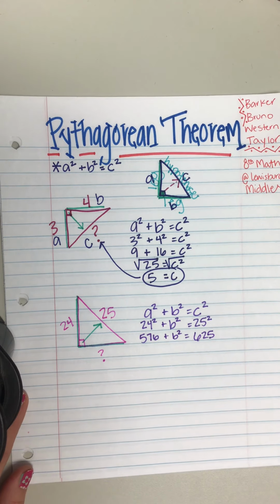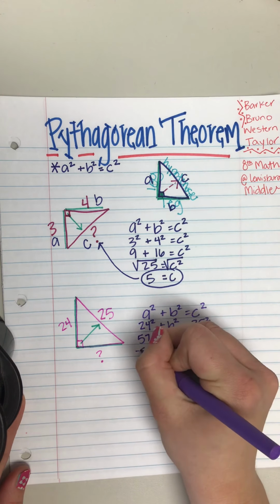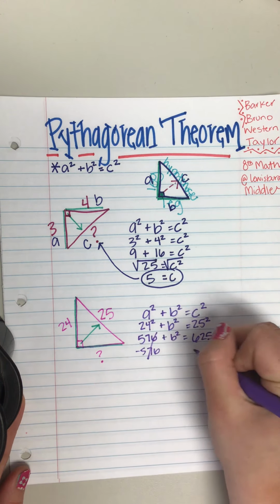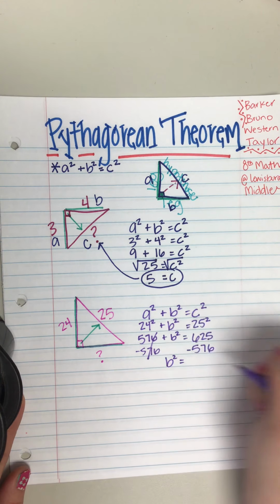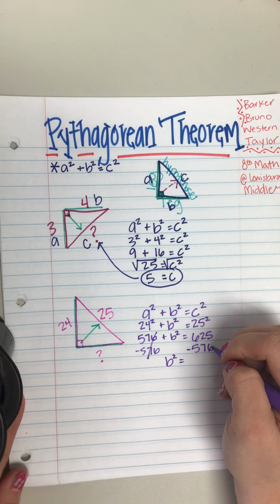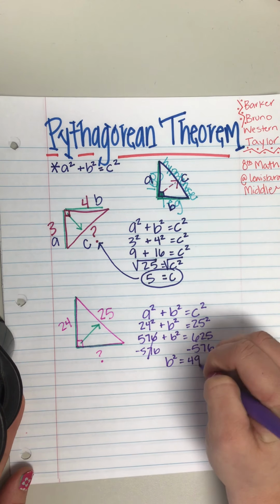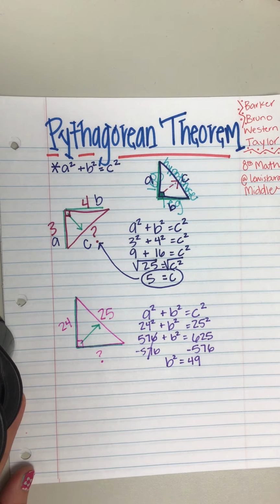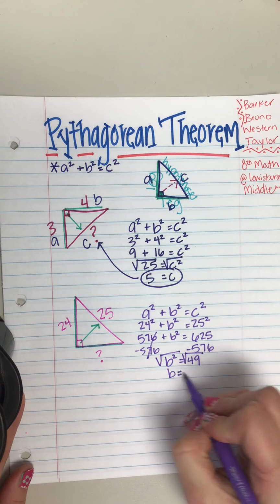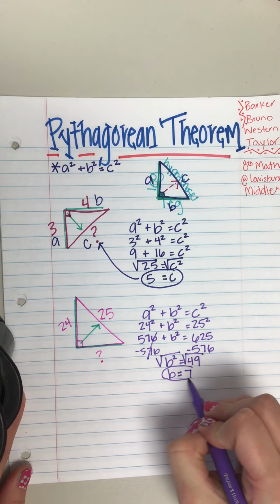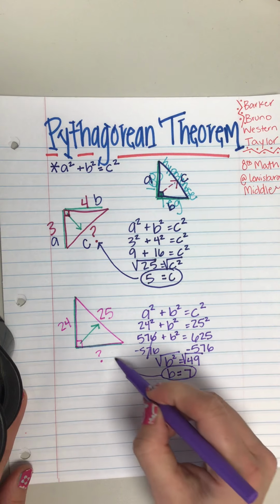Now if we use inverse operation, we're going to subtract 576 from both sides. B squared equals 625 minus 576, which is 49. Like I said before, you do not want to plug that number in. You want to actually root that number. So the square root would be b equals 7. Now you know your missing leg is 7.